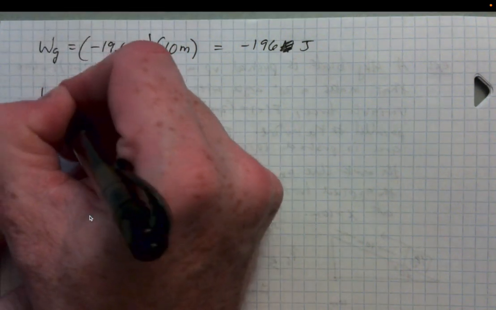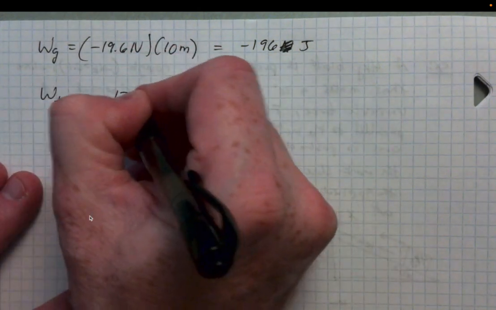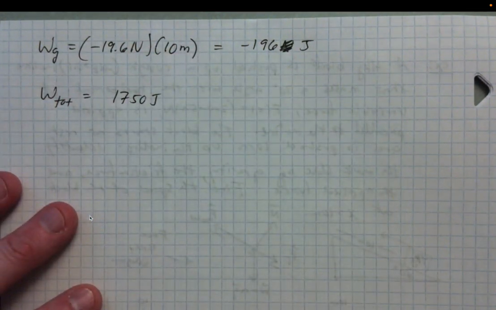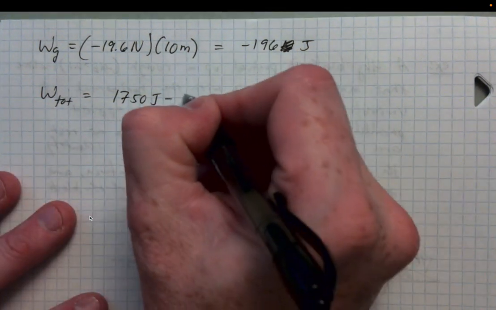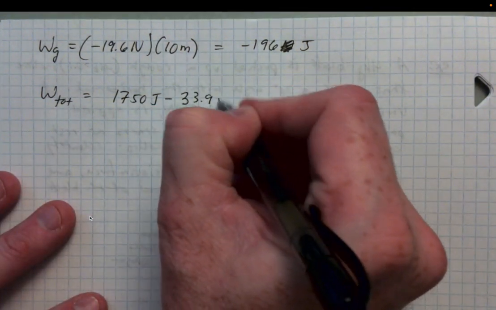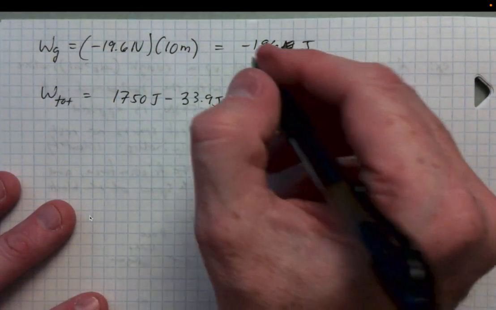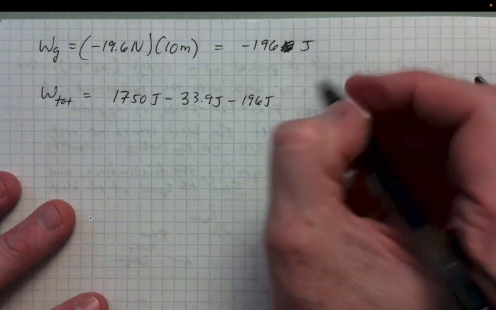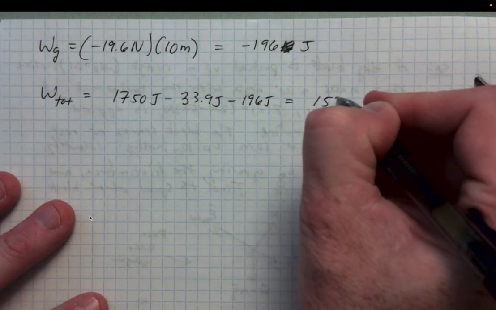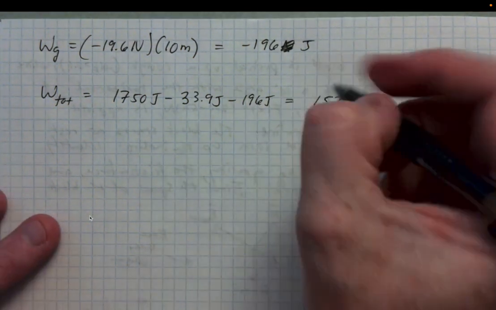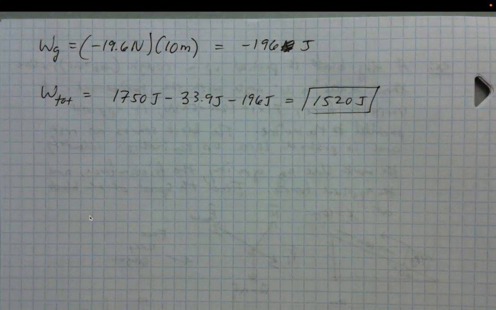And so then the total work is equal to the 1750 joules by the applied variable force, and subtract from that the 33.9 joules from friction, and then subtract again from that 196 joules due to gravity, and altogether you get about 1520 joules. And so that's approximately the total work, right? The total work is approximately 1520 joules. Okay, so that's kind of the first part of the question. A lot of stuff in that. If you look at it, we did a lot of little work calculations there.